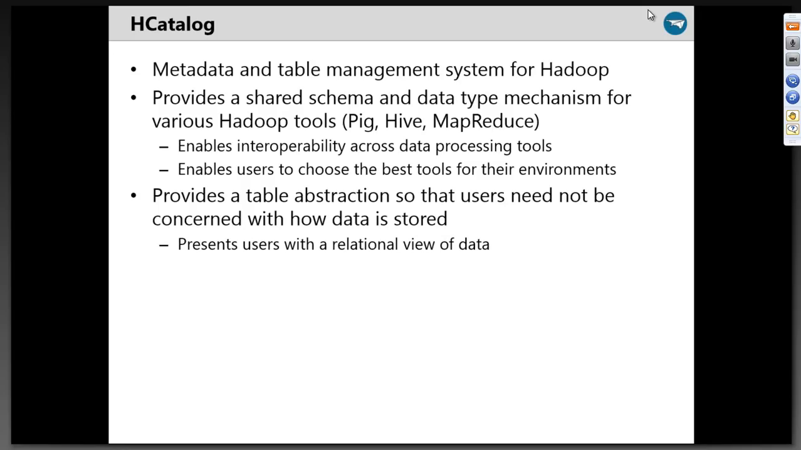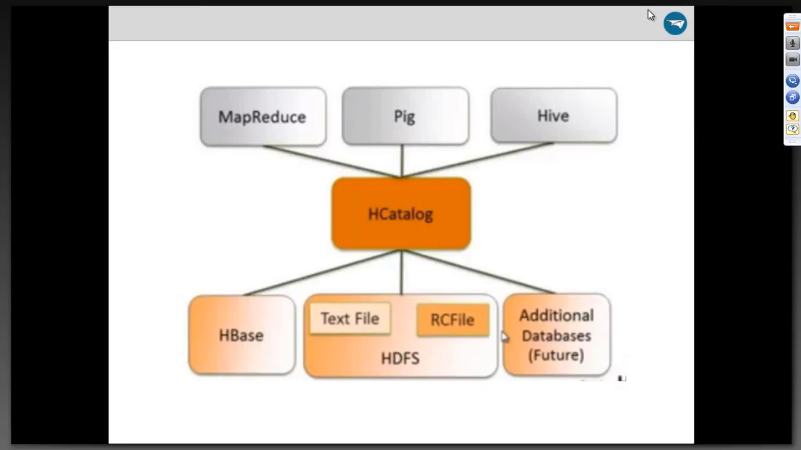Okay, HCatalog is interesting, and because I've only got a few minutes left, imagine that we have a lot of different data stores down here below. We have HBase, which is that NoSQL implementation for Hadoop. We have HDFS, which are the text files you saw me play with, and maybe additional databases in the future. And then at the top, we have different people that are consuming those resources. We have MapReduce jobs, Pig, Hive, all sorts of different mechanisms that could be using that data. What HCatalog does is it provides a consistent schema for all of those components.